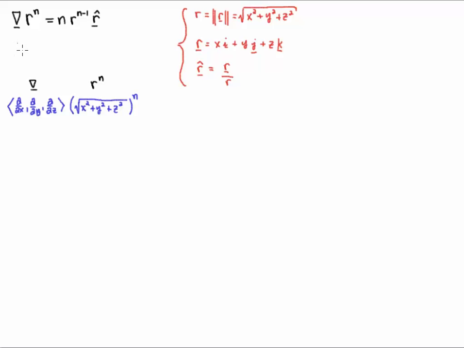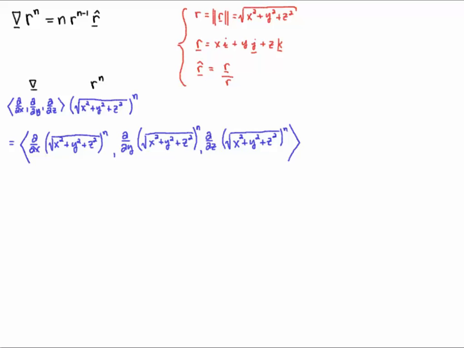Okay, so what I'm going to do is I'm going to take the gradient of R^n. So here's the gradient operator, and here's R^n. So remember, R without the underscore is the magnitude, and it's raised to the nth power. This is really just an exercise in the chain rule. So here's what this would look like.